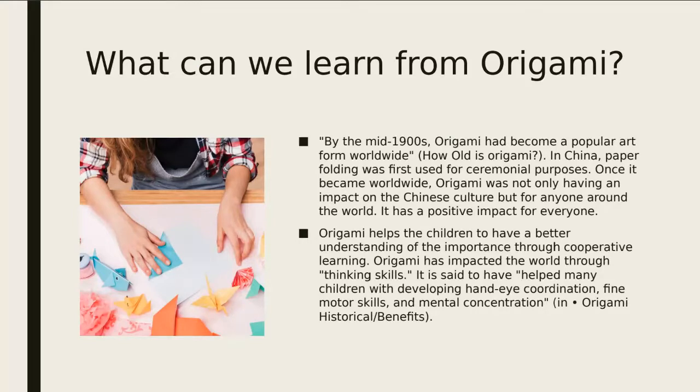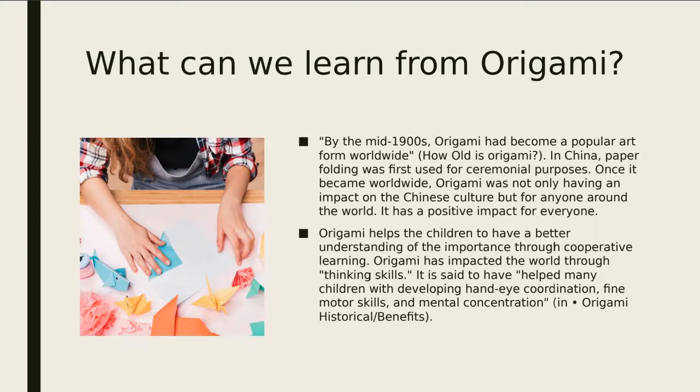And things that we can learn from origami: in the mid-1900s, origami became the popular art form. And in China, paper folding was used for ceremonial purposes and it became worldwide. Origami was not the only impact on Chinese culture, it impacted the whole world. It had a positive impact for everybody. Origami helps children better understand the importance through cooperative learning, and it also helps with thinking skills, hand-eye coordination, fine motor skills, and mental concentration.